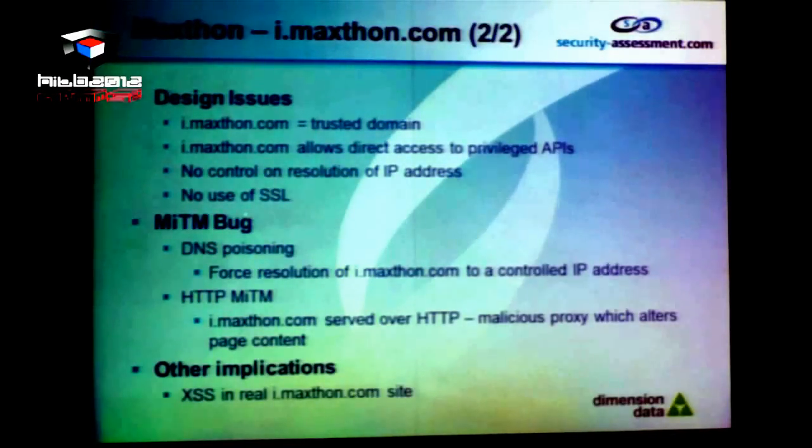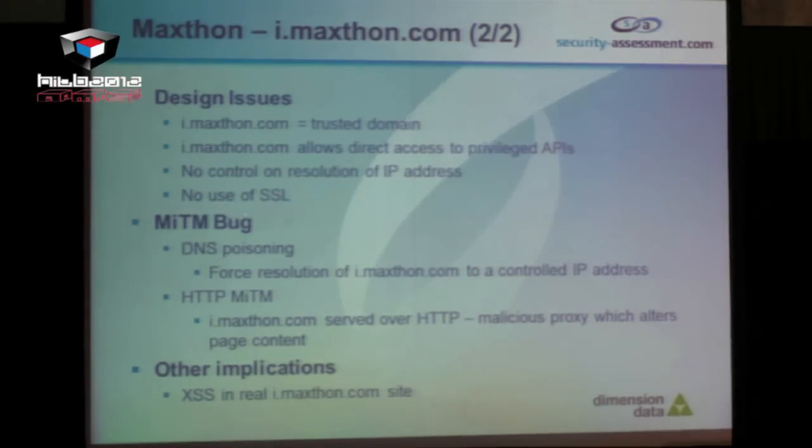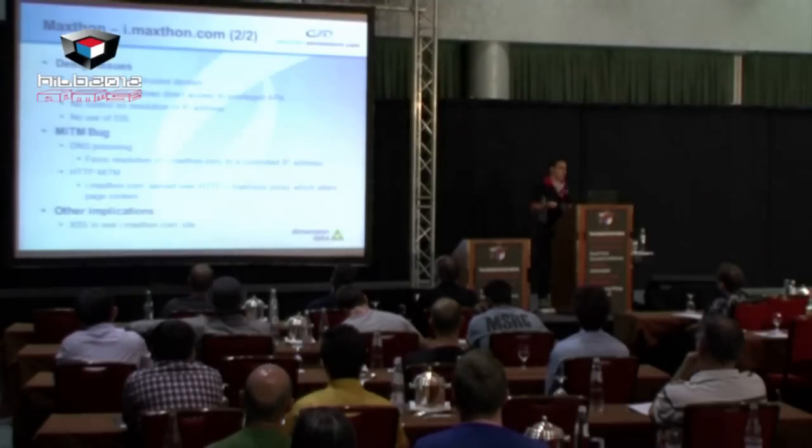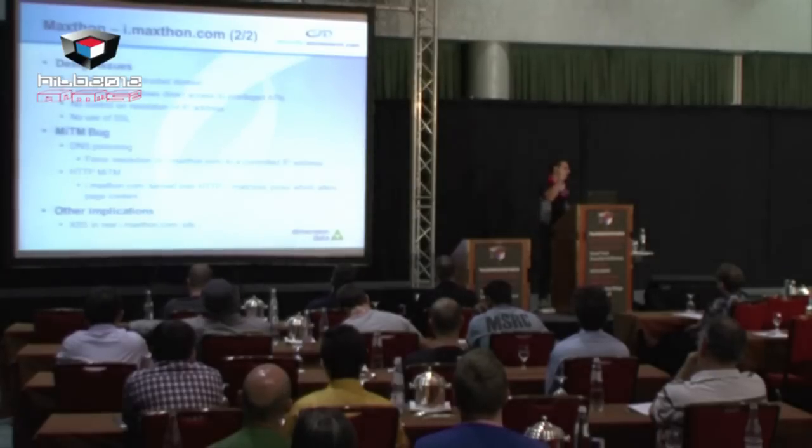The thing is, there is no control of the resolution of the domain name, and there is no SSL, so by default it's over HTTP. So basically what is possible is a man in the middle. If there is DNS poisoning, you can resolve imaxcom.com to another IP you control, and there you can have JavaScript invoking such objects and then compromise the user. Or you can compromise the user over HTTP using a malicious proxy. Or if you have a cross-site scripting bug in the real website, imaxcom.com, again, you can totally compromise the user.